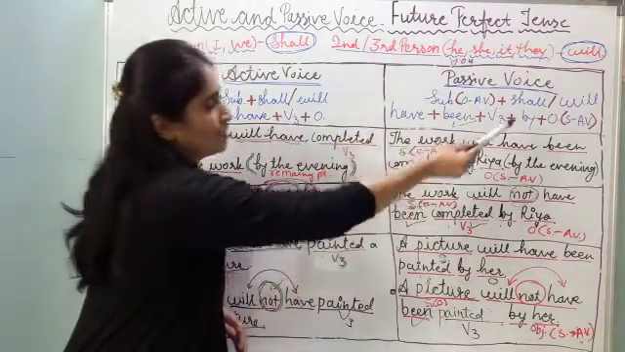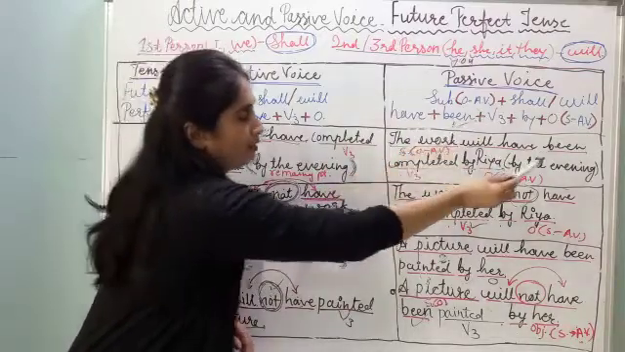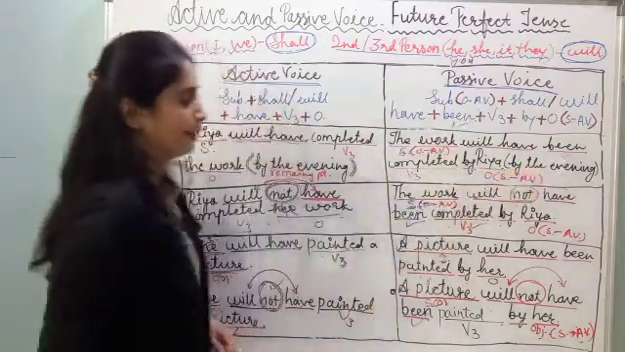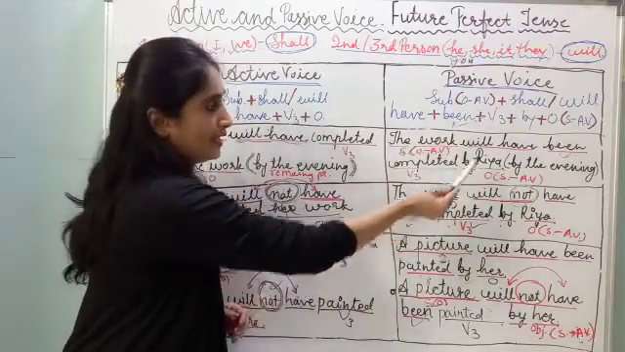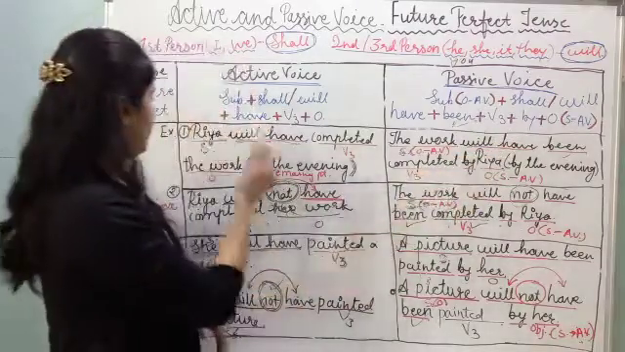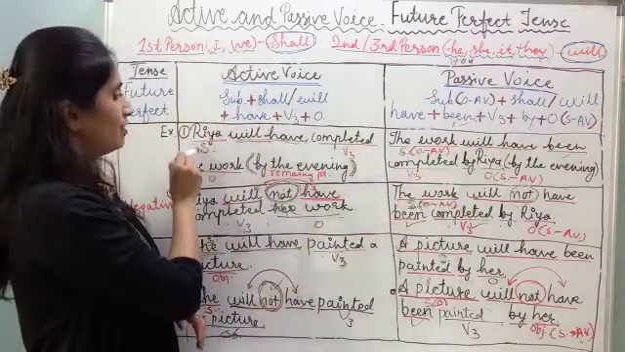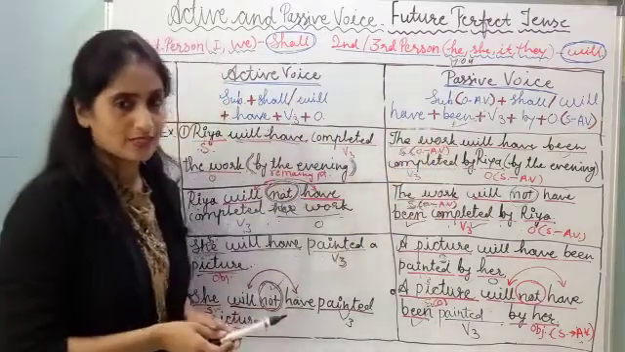Then what? According to structure, will have. Then what? Been. It is been here. We have also written been. Then V3. This is V3. Then according to structure by, and finally object. In this sentence the subject is Ria, and so it will be the object in passive voice.